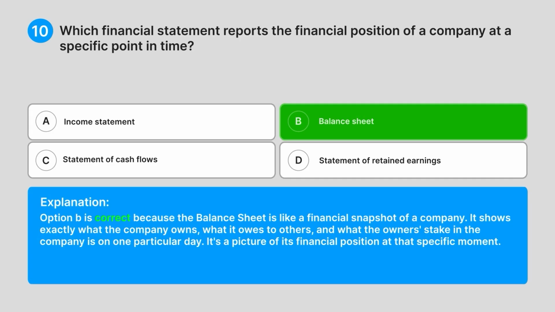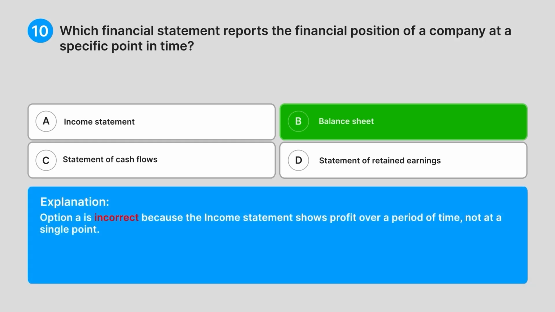Explanation. Option B is correct because the balance sheet is like a financial snapshot of a company. It shows exactly what the company owns, what it owes to others, and what the owner's stake in the company is on one particular day. It's a picture of its financial position at that specific moment.